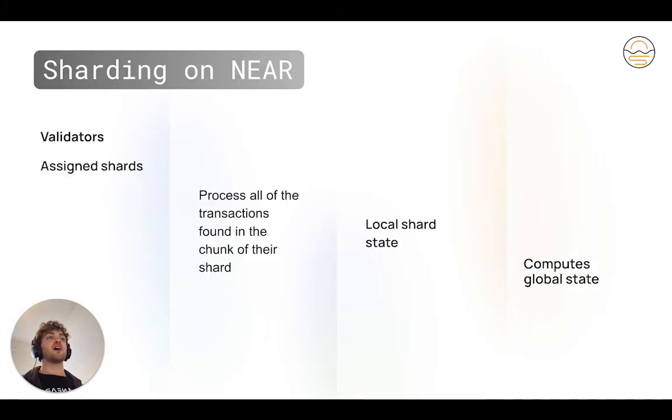So, we have now built up a description of NIA's sharding. Validator nodes are assigned shards. Each validator then processes all of the transactions found in the chunk of their shard, resulting in a local shard state. The network then takes all of the shard states and computes a global state.